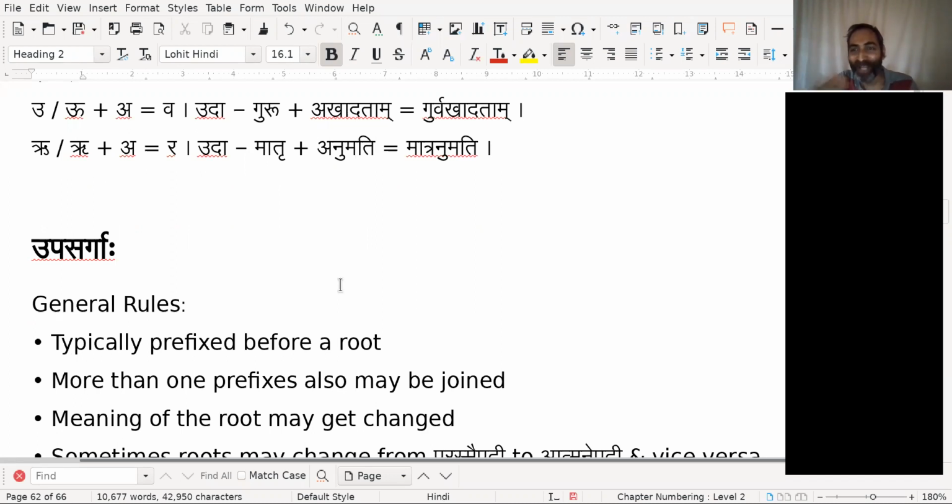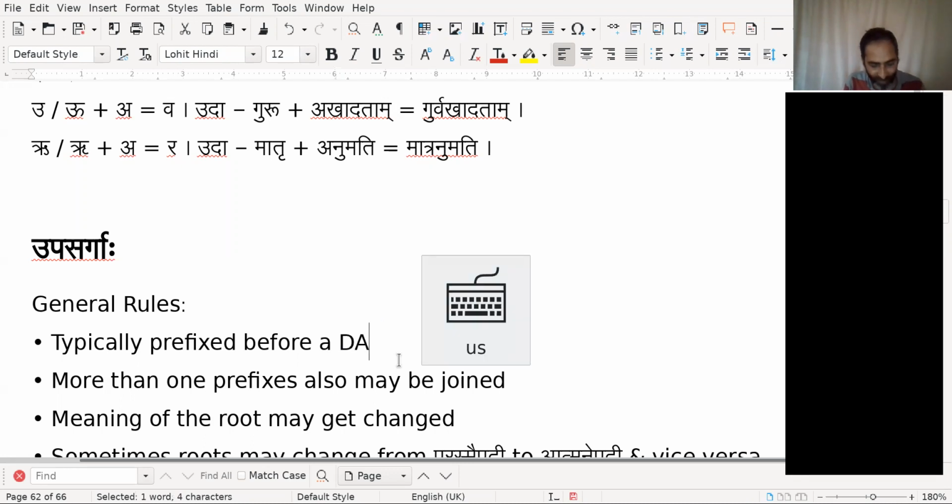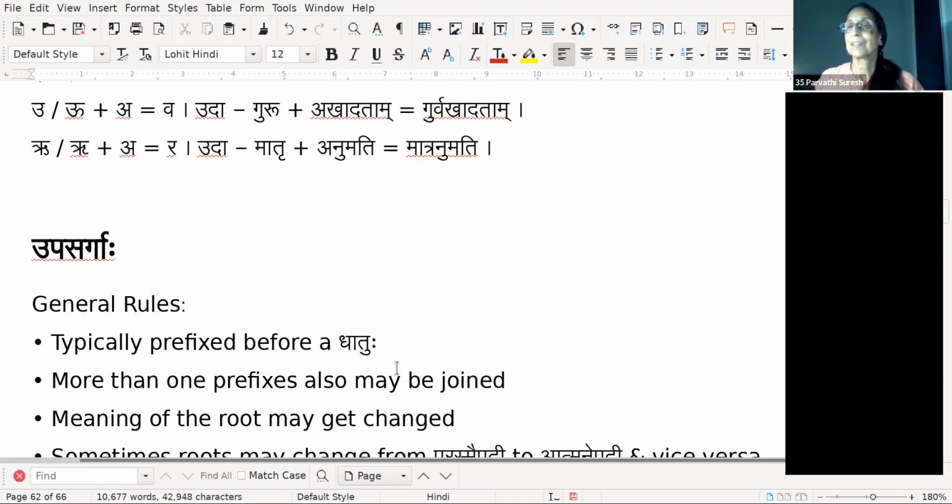And with that, we can create all kinds of interesting things. If you know about these 22 prefixes, you know whether there is an upasarga there or not. Typically, these are general rules, I thought I'll just put it down. Typically, they are prefixed before a dhatu. And again, more than one prefix may also be joined.